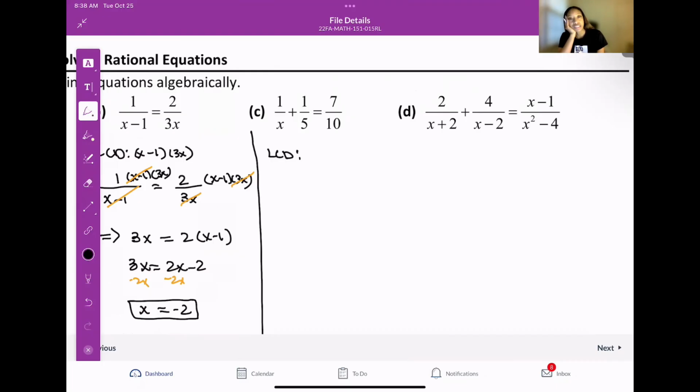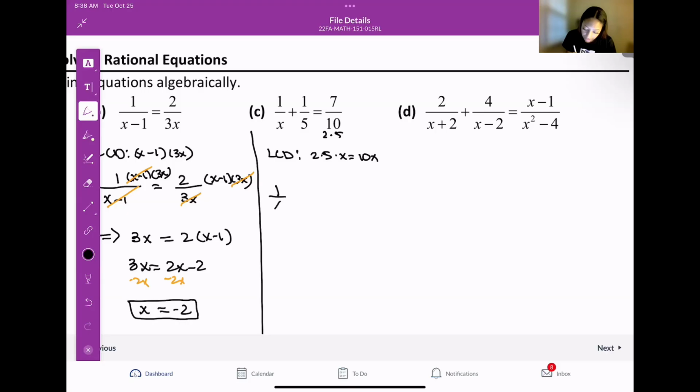And then 5 and 10 both share a factor of 5, so we need a 5. And then 10 also has a factor of 2. So if it helps, we can write this as 2 times 5. So we need a 2, a 5, and an x. Our LCD is 10x here.